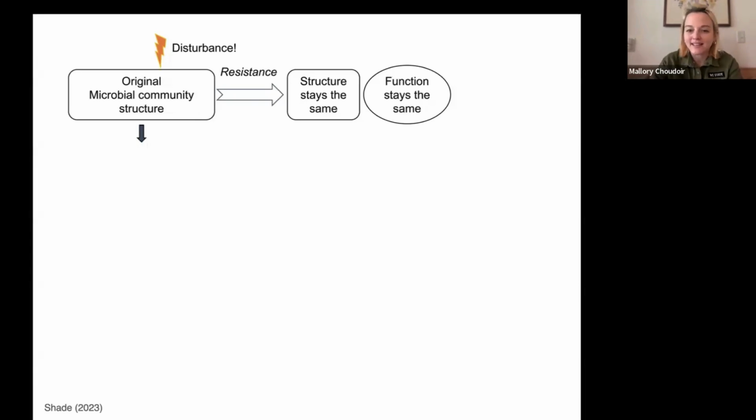microbiome structure stays the same, and also the function stays the same. In this instance, we have the opportunity to maintain or enhance our microbial communities.